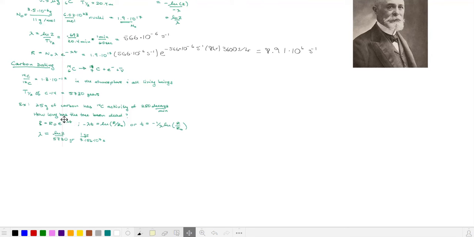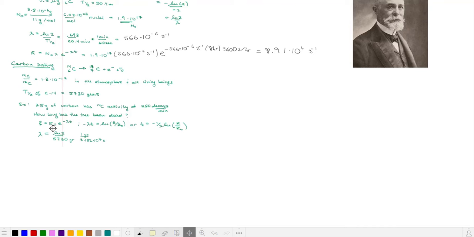So I'd like to look at this example. Let's say you're Indiana Jones and you find an old ruin, and the ruin has a piece of charcoal from a tree. So you've got a 25-gram sample. Charcoal is just carbon, and it's got an activity, R, of 250 decays per minute. We're going to have to remember to convert this to decays per second to use the SI unit. And the question is, how long has the tree been dead?